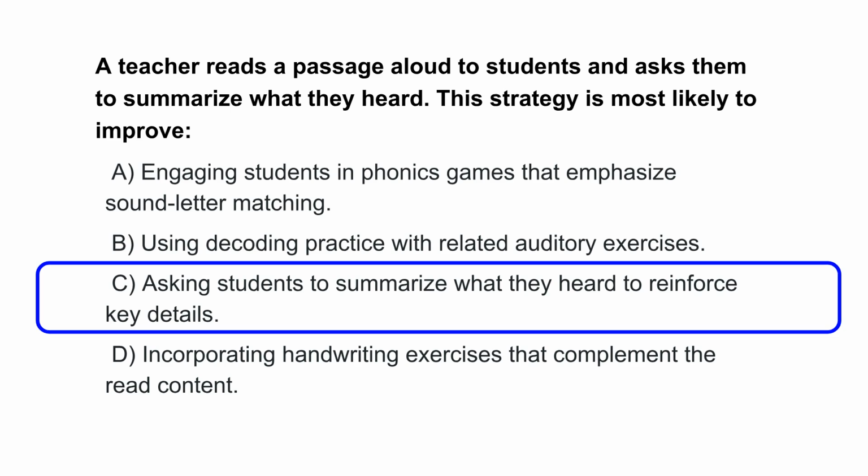The correct answer is letter C. Asking students to summarize what they have heard enhances their listening comprehension by encouraging them to focus on key details.